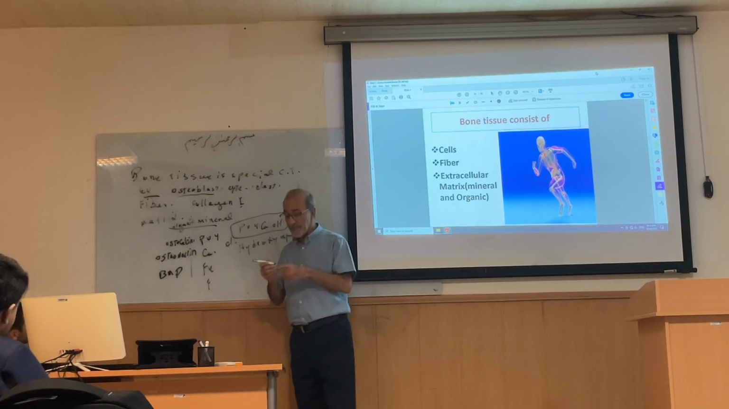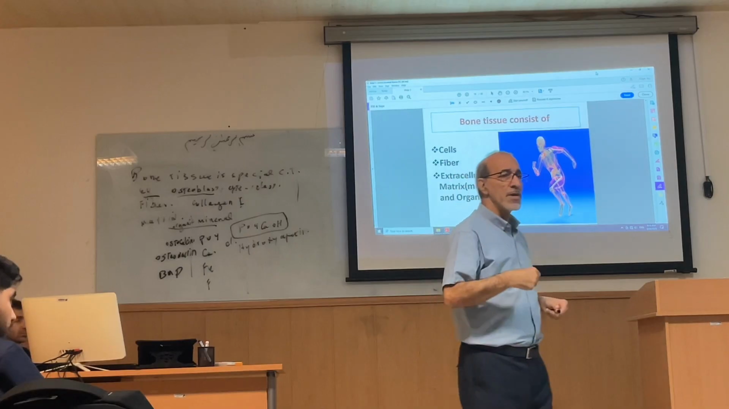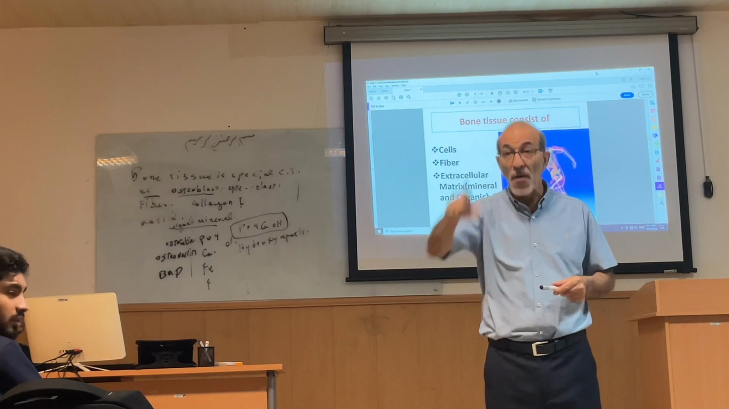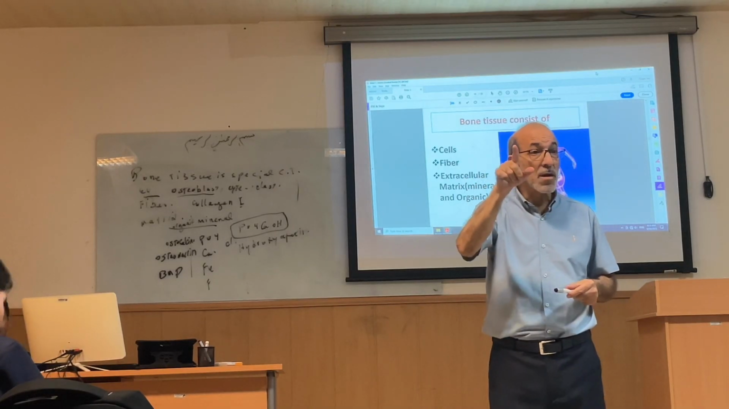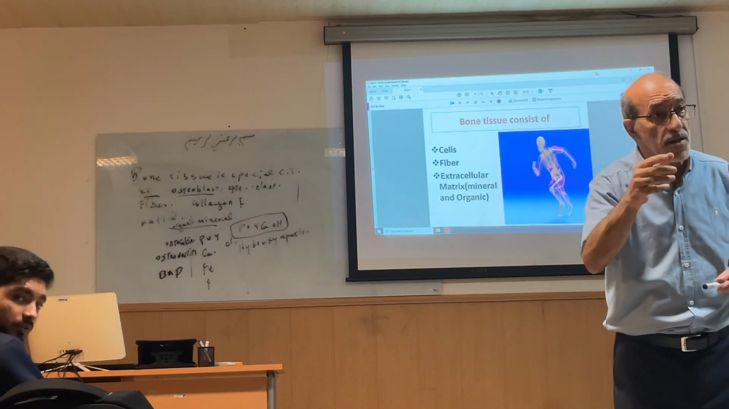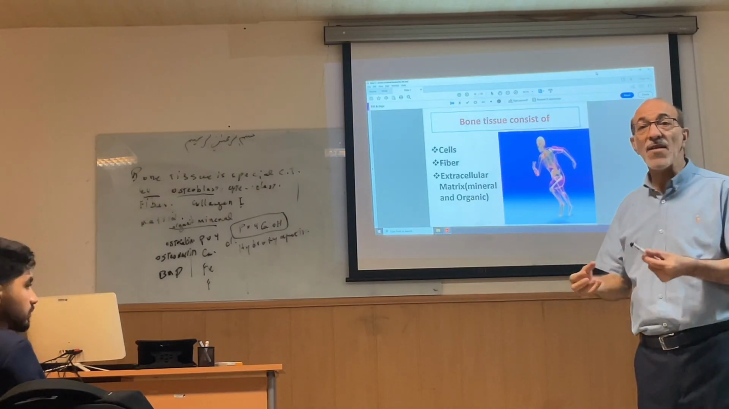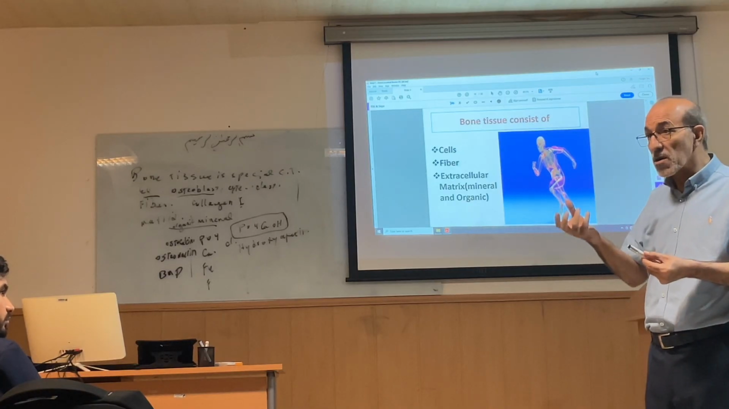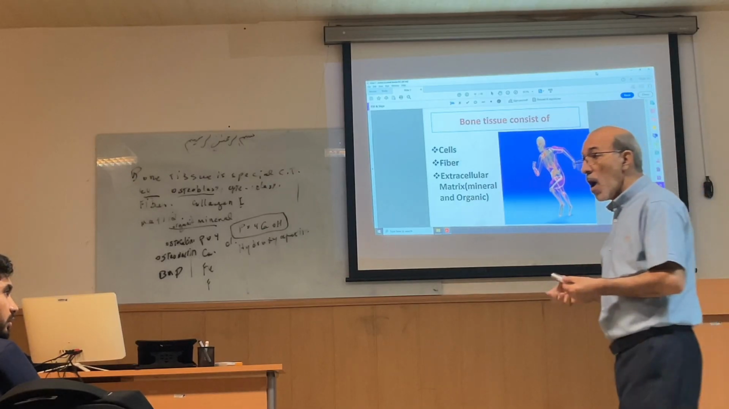What is the name of the unit of the body? Cell. A functional cell, a unit structure of the body. In bone there is a unit. What is the name of the unit structure of bone tissue? Haversian system.